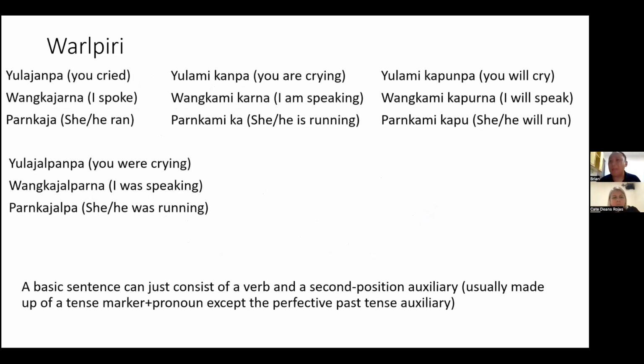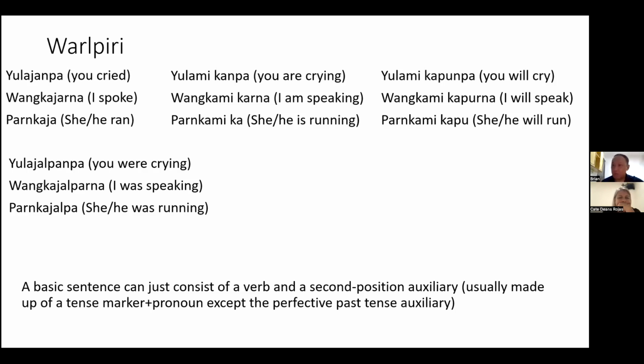So here's a more complex example. You have the same three verbs, to cry, to speak, to run. In your left-hand column, those are the past tense forms. In the past tense, all you have to do is say the verb in the past tense, and you stick the pronoun right next to it. So yula janpa means you cried. Wangajarna means I spoke, and Pangaja is just he or she ran. Third person, there's no specific clitic pronoun, so it's just Pangaja.